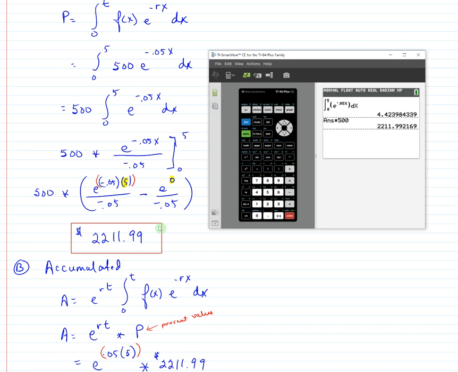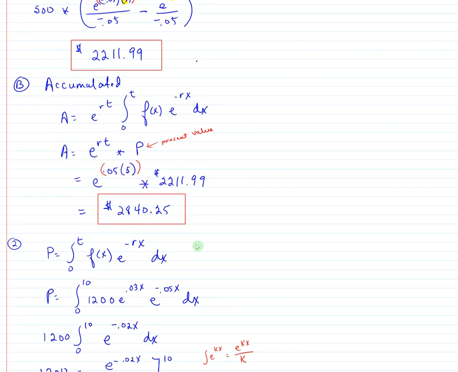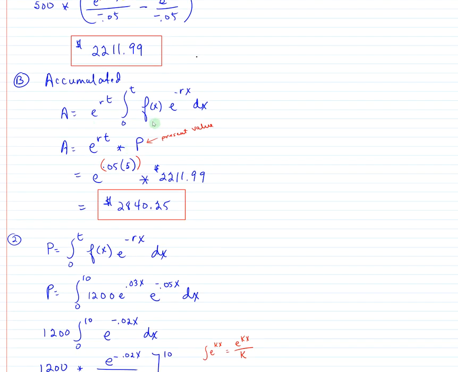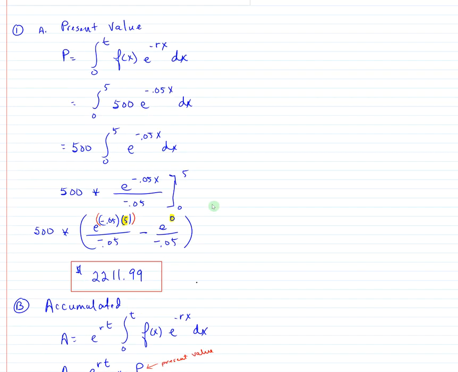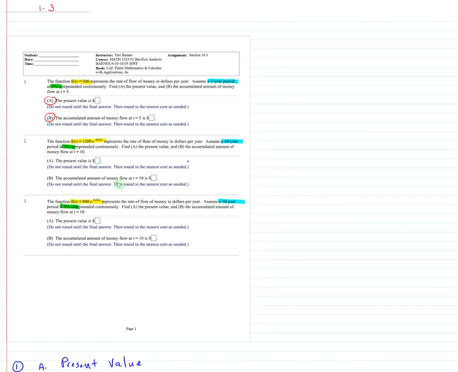All right, then for the second part, the accumulated amount, there's the formula, but we've already figured out P, so we're just multiplying. This is a calculation: e to the 0.05 times 5, because we were given the year 5, times the number we found here, 2211.99. So our second answer is 2840.25. So that's how we do number 1. Let's go look at number 2.